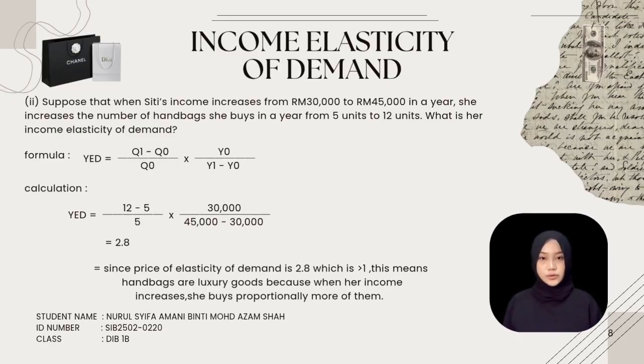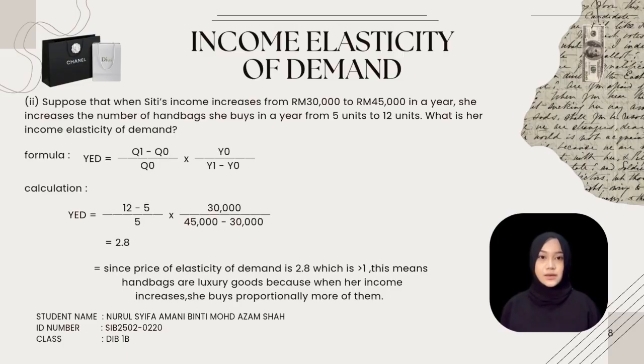So let's move on to question number 2. Based on my calculation, City's income elasticity of demand is 2.8%. This value is obtained by using the formula of income elasticity of demand, which is YED equals (QD1 minus QD0) over QD0 multiplied by Y0 over (Y1 minus Y0).